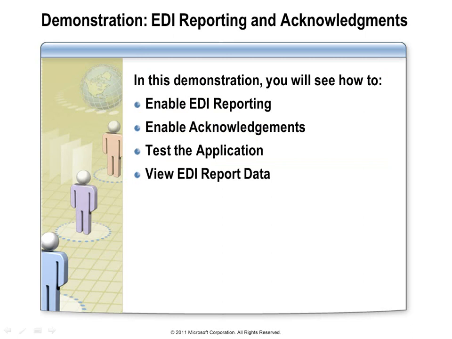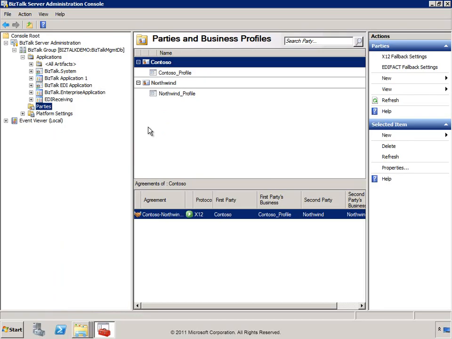In this demonstration, we're going to take a look at turning on that EDI reporting, setting up our acknowledgements, then we're going to test our application that we've had before and validate that we get acknowledgments going through and that the reporting is happening and we can go in and view the report data. In this example, we'll be looking at EDI reporting and acknowledgments.